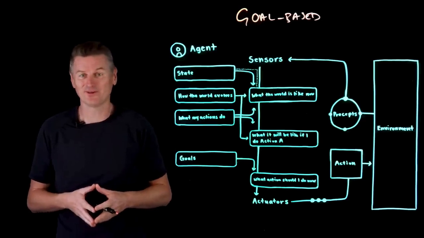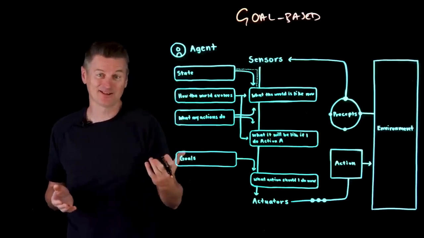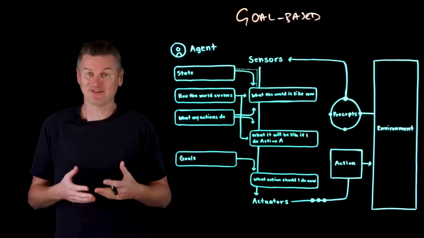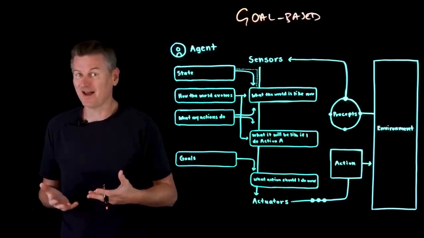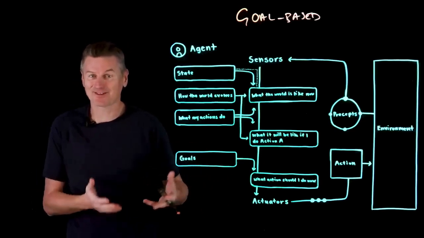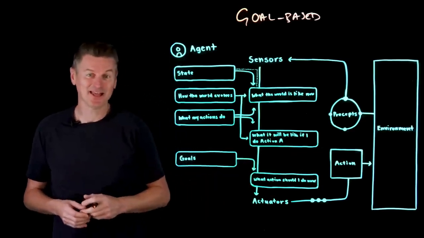If the goal is to get to destination X, it'll consider its state, which is I'm on Main Street. It will then generate a prediction: if I turn left, I'll head towards the highway. Then it'll ask, will that help me reach destination X? And if the answer is yes, then the action will be to turn left.